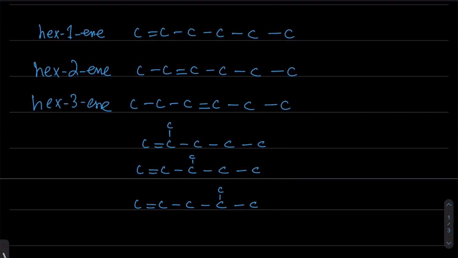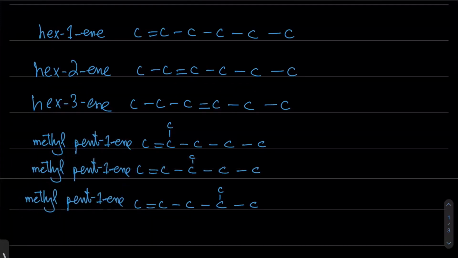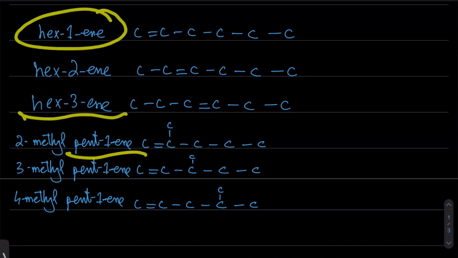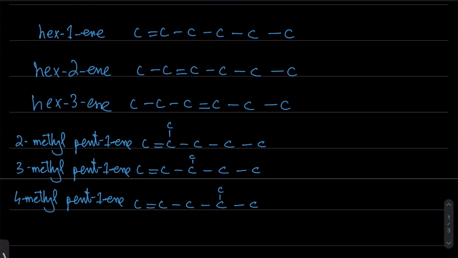So let me try to name this. This is hex-1-ene, of course, sorry, it's not hex, it's pent. So pent-1-ene, but it has a methyl branch on the second carbon. So this one is on the second carbon, this one on the third carbon, and this one on the fourth. This is 2-methyl pentene, this is 3-methyl pentene, this is 4-methyl pentene. Notice that the name is still the same except for this position. That's why they're position isomers. And between these and the original, the chain has changed, that's why they are chain isomers.